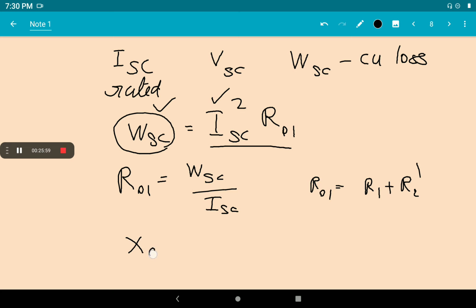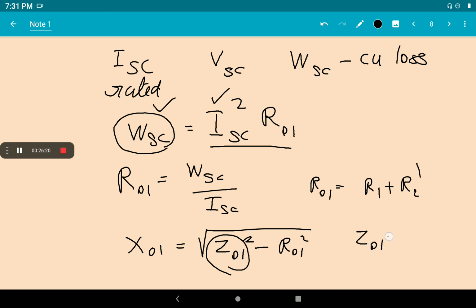And also you can find out X01, because you know that X01 is the square root of Z01 square minus R01 square. How can you find Z01, the total impedance? Total impedance is the ratio of voltage and current. Voltage and current readings are here. So Z01 is the voltmeter reading VSC divided by the short circuit current reading ISC. So it will give Z01, and you know R01, so you can find out X01.